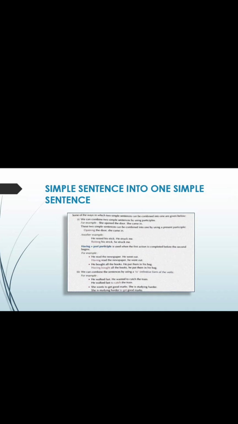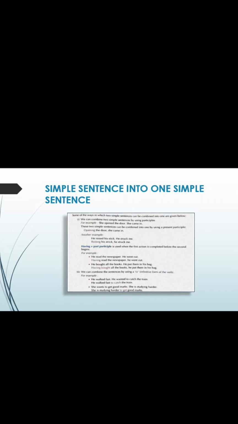So of course using a conjunction is one way, but other than that we could even use things like a present participle. Now we could even put it as a past participle using having first. So it would be like he read the newspaper, he went out. So what you would do is you would say having read the newspaper, he went out, right? Or he bought all the books, he put them in his bag. What would you say? Having bought all the books, he put them in his bag.